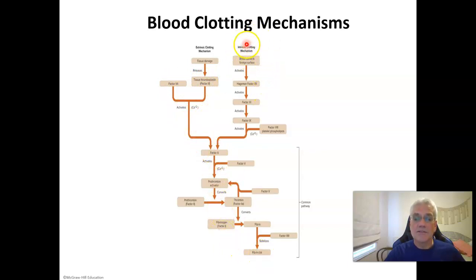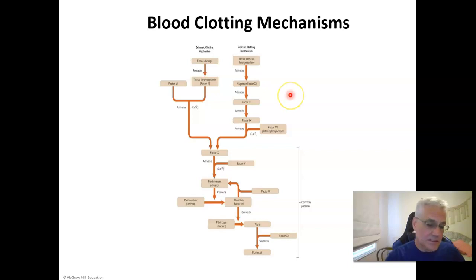Over here, intrinsic, you've got to have some sort of internal issue, injury, the endothelial lining somehow gets going, which activates or releases Hageman factor, factor 12. That results in eventually factor 10. So on you go.